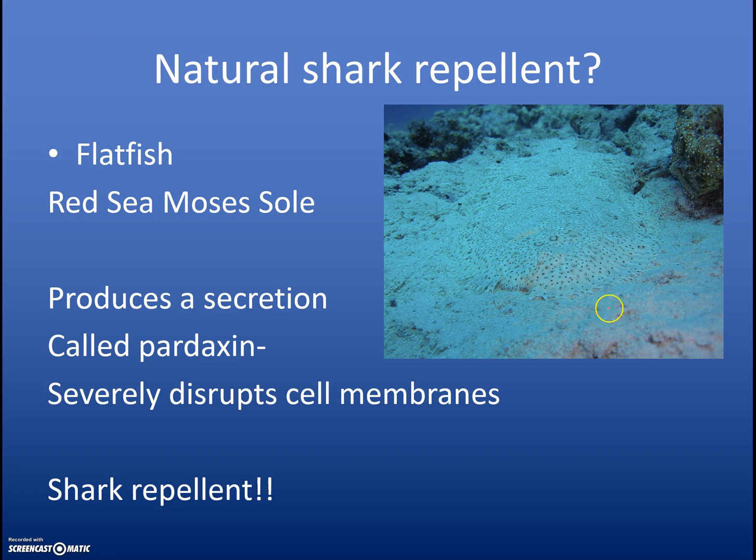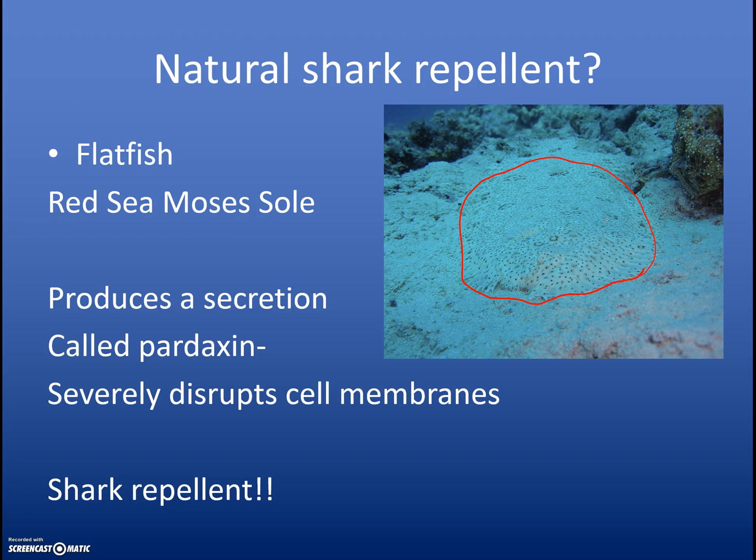If you look here, this is actually the fish right here. That is not a part of the ocean floor. That is actually the fish. Now what happens is the fish produces a toxin called pardaxin. And what the pardaxin does is it severely disrupts the cell membranes in sharks or other predators.